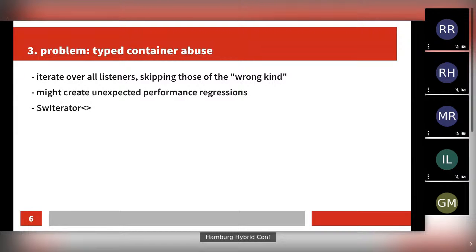So that again is grown historically, but it's not something that is helpful in keeping away from performance regressions and stuff. Okay, next slide.